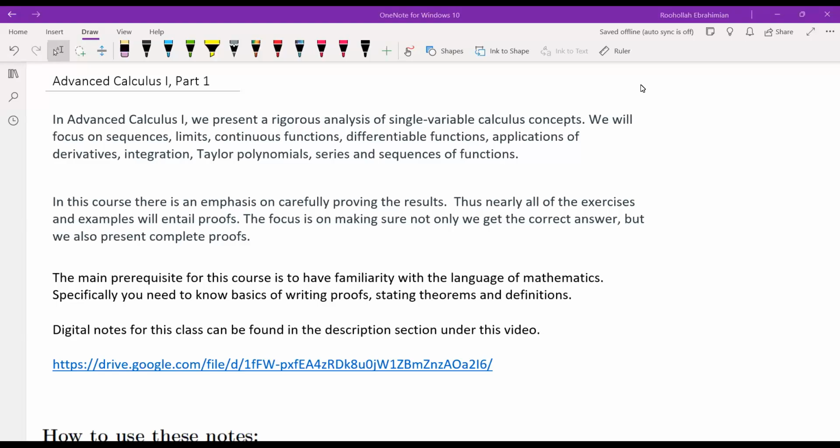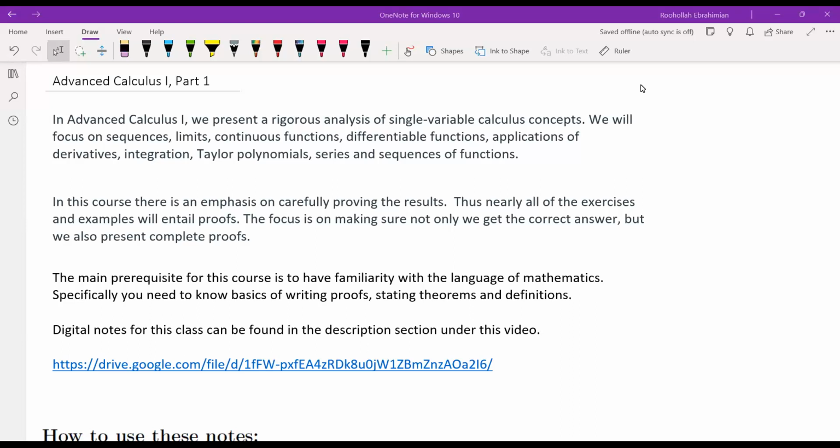Hello, in this series of videos, I'm going to go over single variable advanced calculus. This would be a proof-based class. And what we're going to do is present a rigorous analysis of single variable calculus concepts, including sequences, limits, continuous functions, differentiable functions, applications of derivatives, integration, Taylor polynomials, series, and sequences of functions.